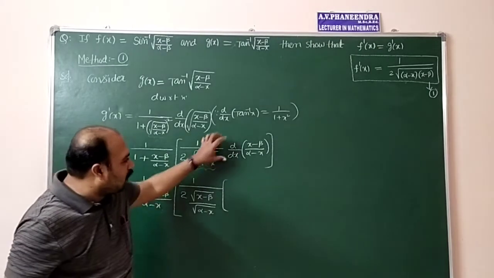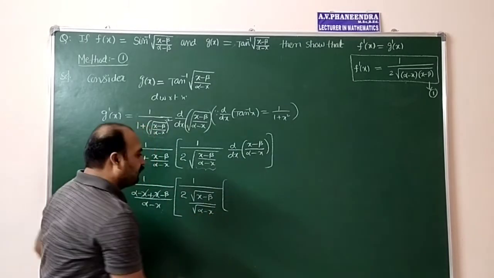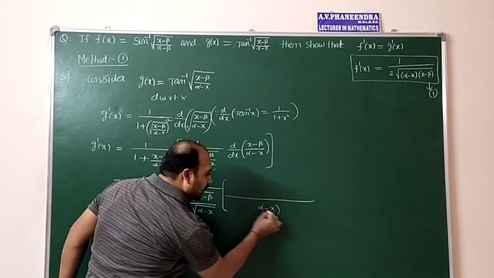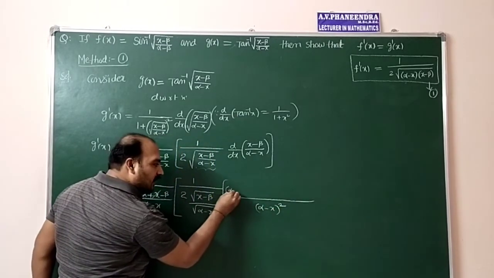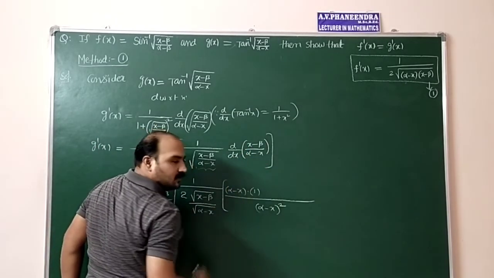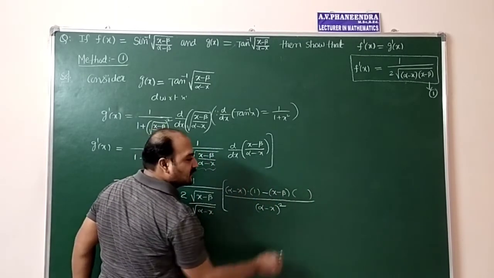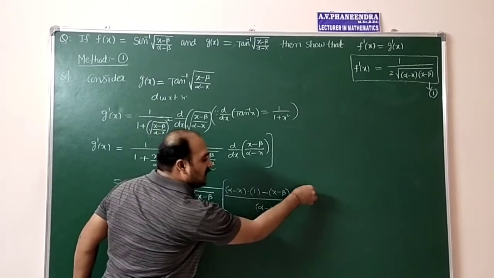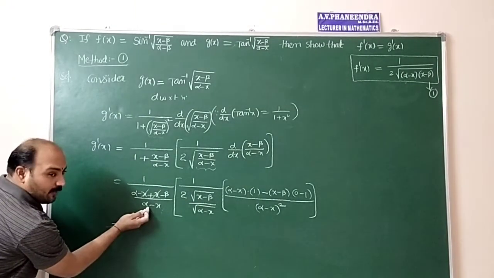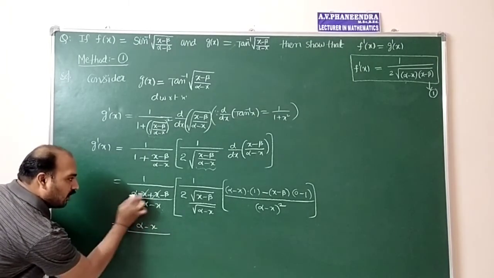into, here we have to apply d by dx of u by v, the quotient rule of differentiation. So according to the quotient rule of differentiation, v square, denominator whole square. v into, v means what here? Alpha minus x into d by dx of x minus beta is 1, minus x minus beta into d by dx of alpha minus x. Alpha derivative 0, minus x derivative is 1, minus 1 here. Now simplify. Alpha minus x, denominator will become numerator. Alpha minus x divided by alpha minus beta.